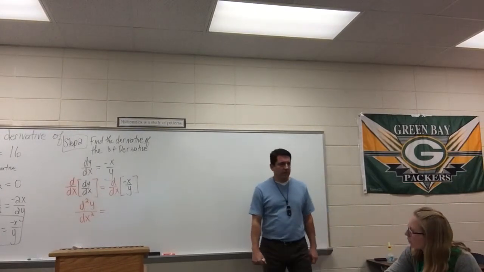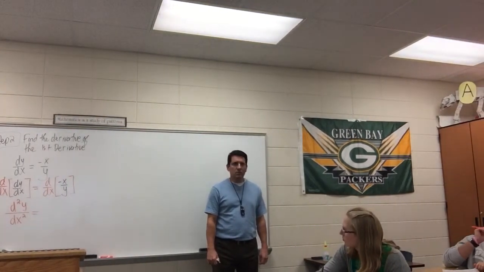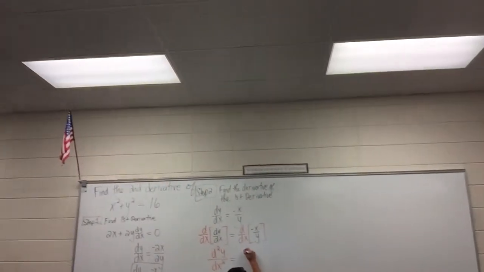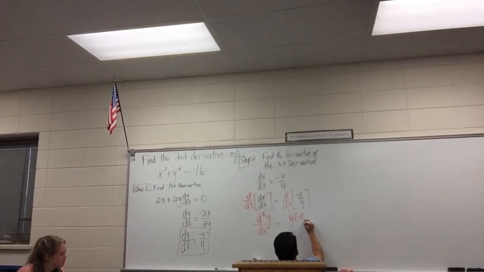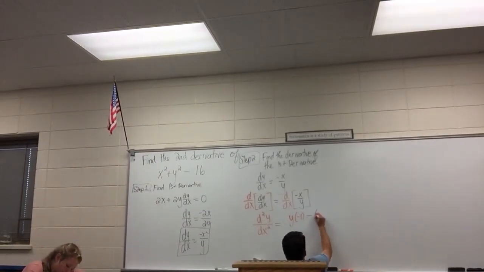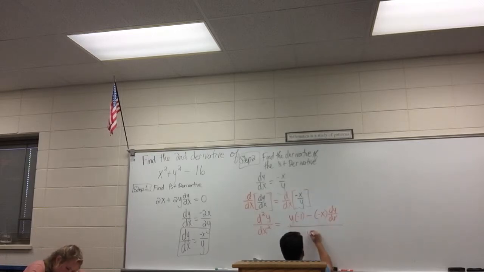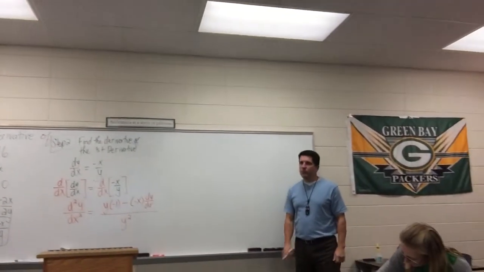Right side, how do we find the derivative of negative x over y? Quotient rule. So here we go. Bottom times the derivative of the top, minus the top times the derivative of the bottom, all over bottom squared. Got to have that quotient rule down.